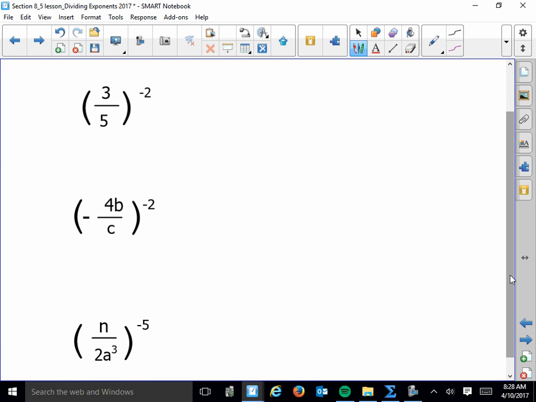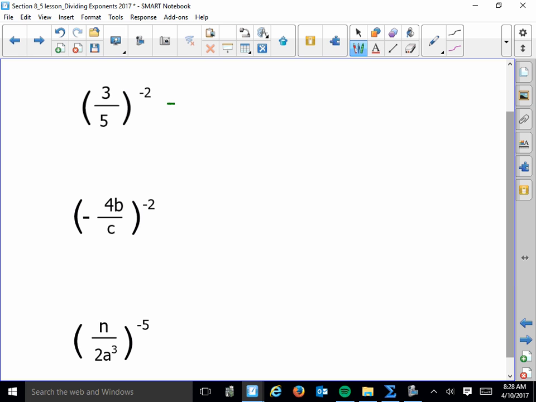All right, 3 over 5 to the negative second, the opposite of 4b divided by c to the negative second, and n divided by 2a cubed, all raised to the negative fifth. Please go ahead and pause your video, work through these problems, and then check them against mine.